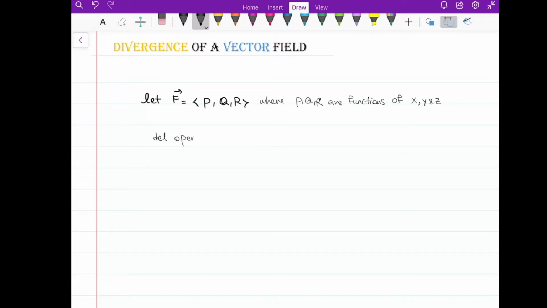So the del operation, which I'm gonna show by this delta symbol, is kind of a notation-wise operation. It's a derivative with respect to x. It's a vector with the coordinates derivative with respect to x, derivative with respect to y, and partial derivative with respect to z. Okay, and so if del operates on a function, then we get the gradient vector.